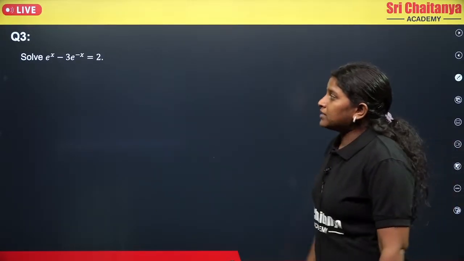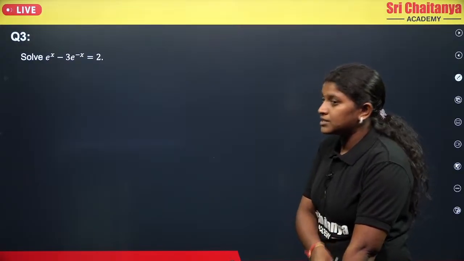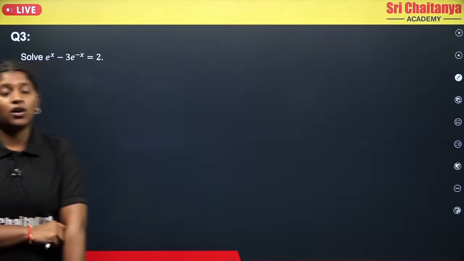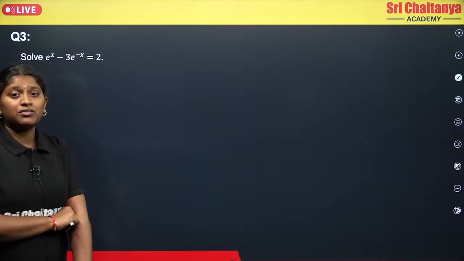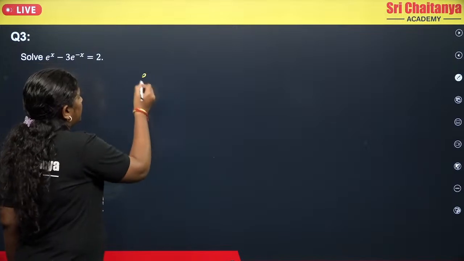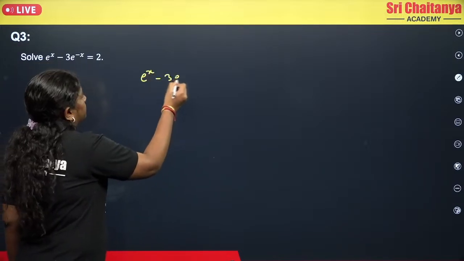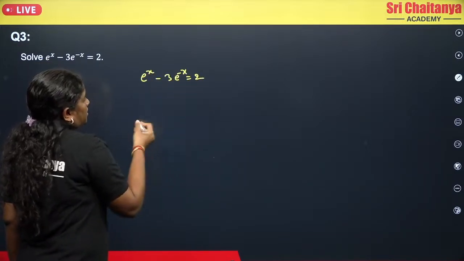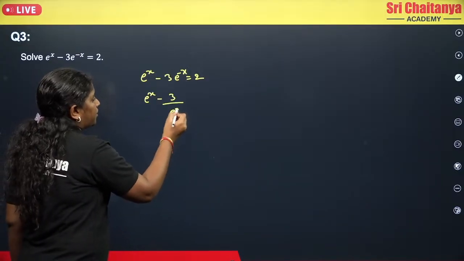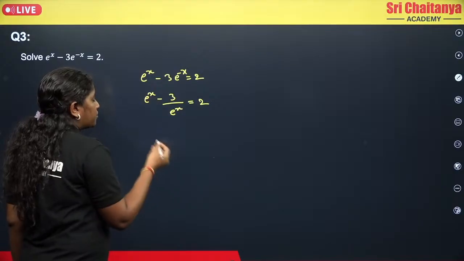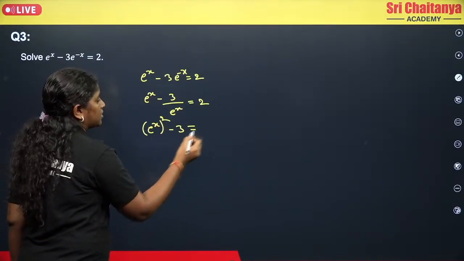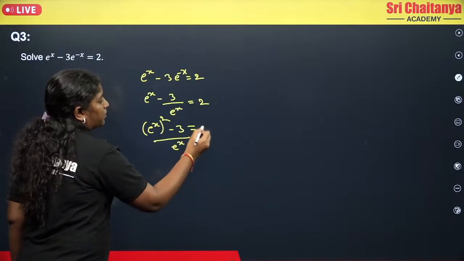Solve e to the power x minus 3 e to the power minus x equals 2. Now whenever you are considering logarithms, you should be careful about the value you are getting. Okay, so now if you take the given equation, here e to the power minus x can be written as 1 by e to the power x, so 3 by e to the power x, and this equals 2. If you do the multiplication, you will get e to the power x whole square minus 3, the whole divided by e to the power x, equals 2.